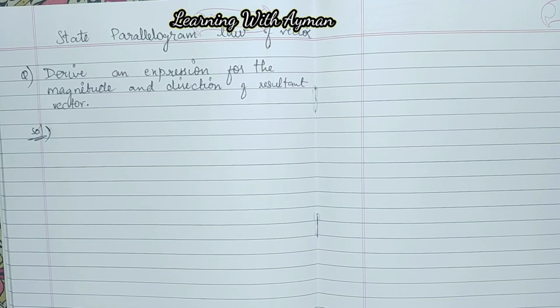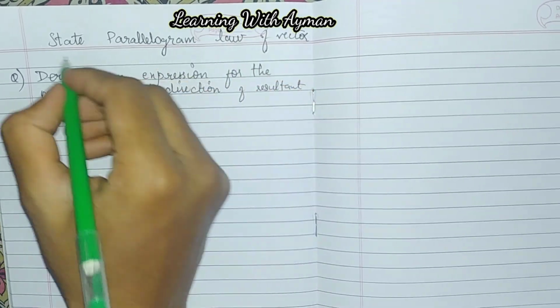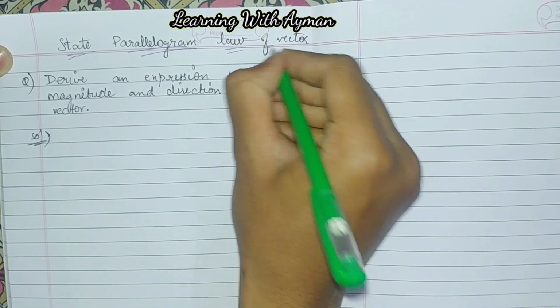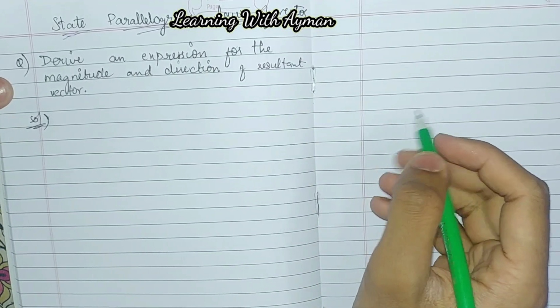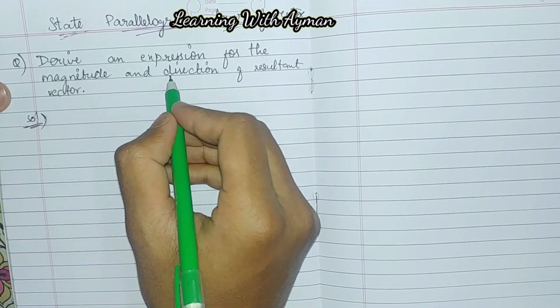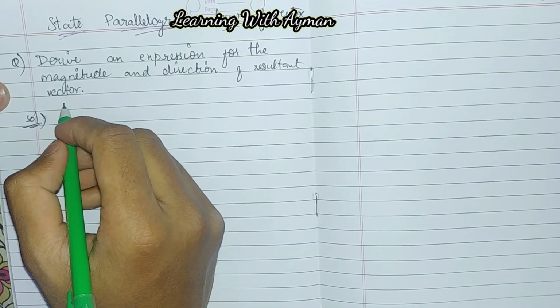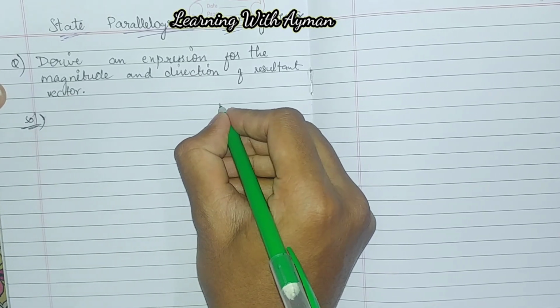So guys, today we are going to learn the parallelogram law of vectors. It's in physics. Today we are going to derive an expression for the magnitude and the direction of the resultant of vectors.